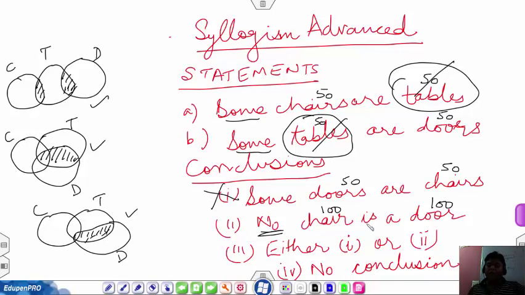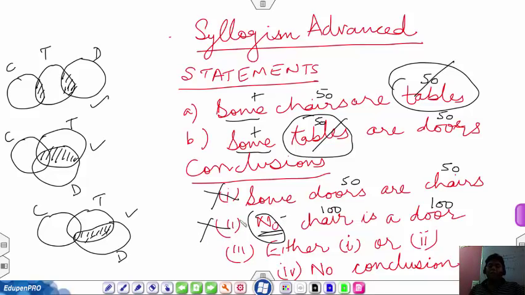Is that okay? Now the second statement says no chair is a door. Do I need to even check the second statement? Not at all. Both the statements are positive. This is also a positive statement. Positive and a positive always gives a positive conclusion. So I need not even waste time checking the values. Although you can check the values, this also contradicts. But this is a negative conclusion, which is not possible.